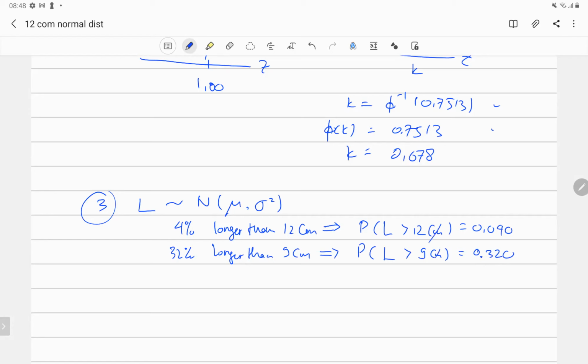Now, let's sketch this. So we know here 4% is small. So this is an area of 0.04. That is when the length is bigger than 12 centimeters.